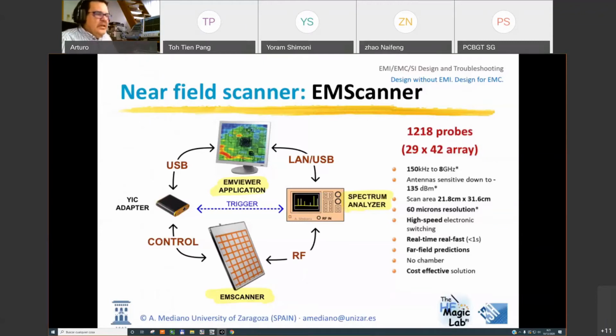EM Viewer and the scanner are compatible with many spectrum analyzers we have in the market today from Rohde & Schwarz, from Keysight, and other vendors. The bandwidth of this measurement can go from 150 kilohertz up to 8 gigahertz with a very high resolution and very good sensitivity. So I think with this general view, you see what you need, and we can go to the demo.